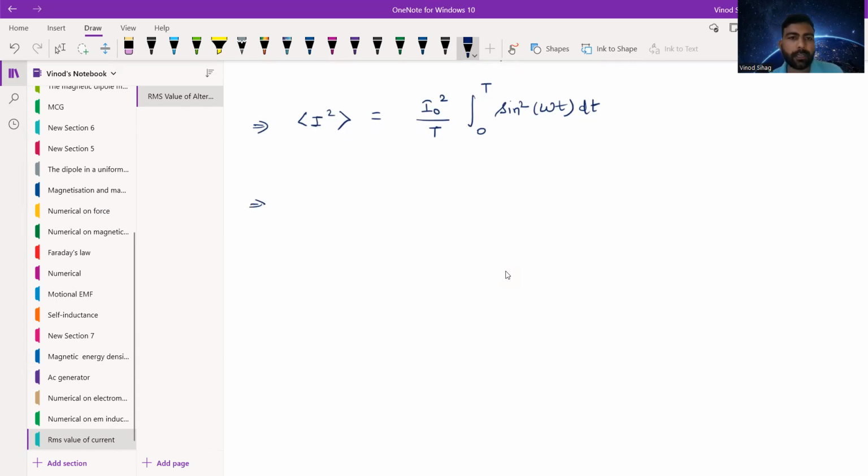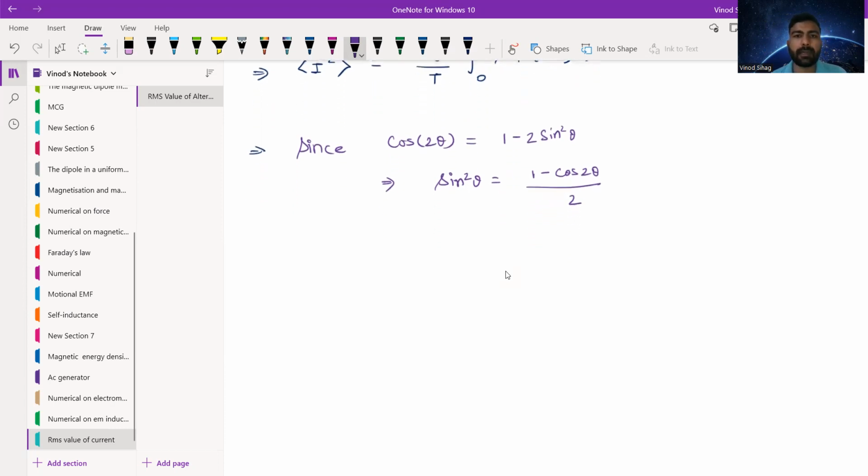Now we know one trigonometric identity, that cos 2 theta is written as 1 minus 2 sine square theta. So from this, we can find out that sine square theta can be written as (1 minus cos 2 theta) upon 2. So we will apply this trigonometric identity in the given integration. So our equation will become the mean of I square, I naught square divided by 2, I naught square divided by time T.